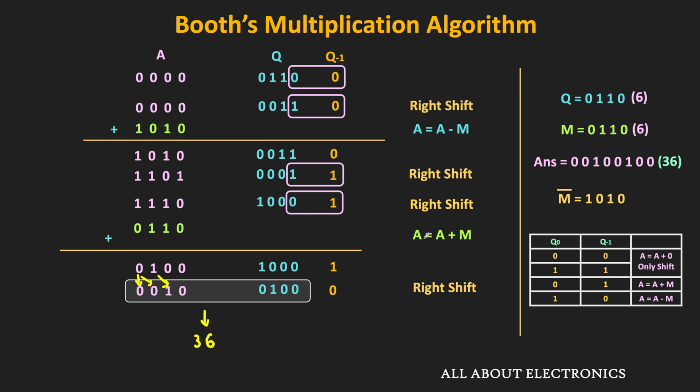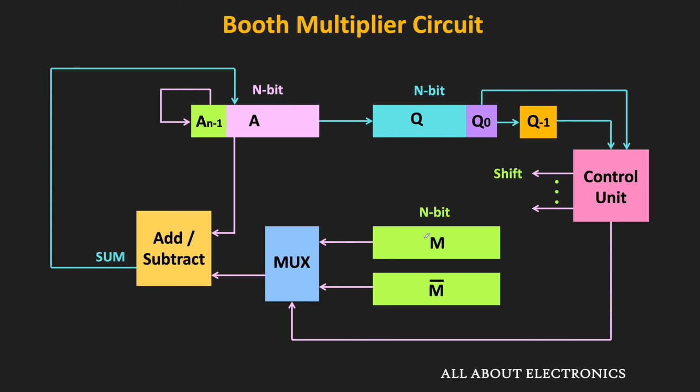Now, let us see the basic block diagram of the Booth's multiplier, and let us briefly understand how it can be implemented in the hardware. So this is the basic block diagram of the Booth's multiplier. For the multiplication, we will require 3 n-bit registers, that is A, Q and M, where the A is the accumulator, the Q stores the multiplier, and similarly, the M register will store the multiplicand.